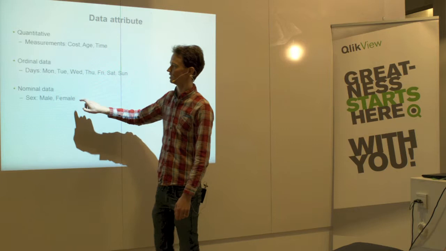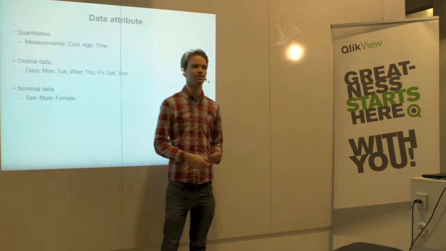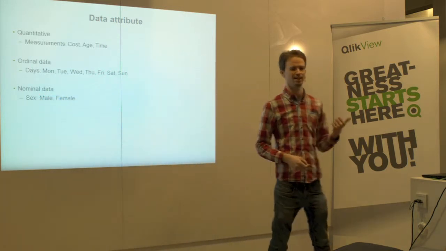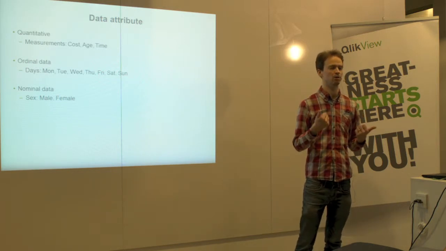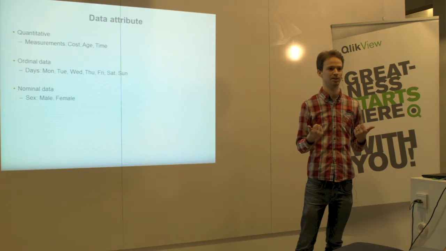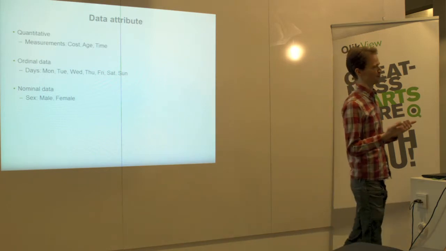The other stuff we got is nominal data. For example, male and female. We don't say that a male is a female, but we can't either say which one is better or which one is worse, because we're in here in Sweden. So they are nominal to us.